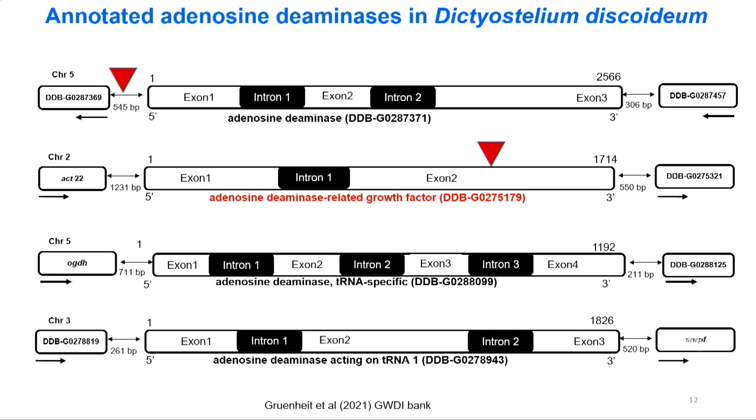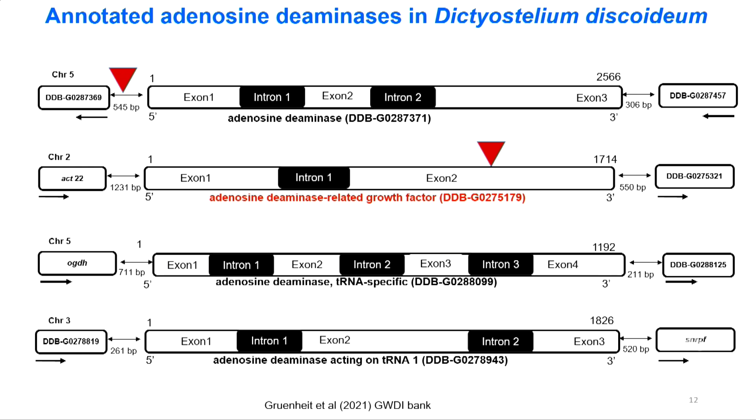Then we wanted to find out, when we started this project, there are many deaminases. Deaminases means enzymes which act on the amino group and then release ammonia. So which deaminase to work on? One of the deaminases that caught our attention was adenosine deaminase related growth factor, just because of the fact it is extracellular. And in the Dictyostelium genome, there are 4 adenosine deaminases annotated. And this is the adenosine deaminase that we are working on.